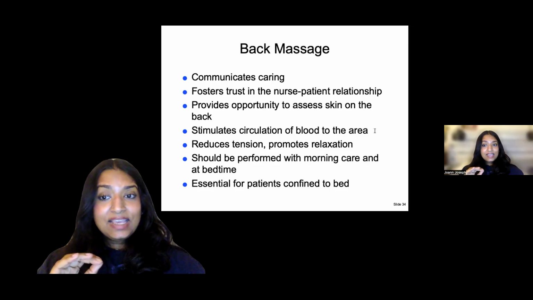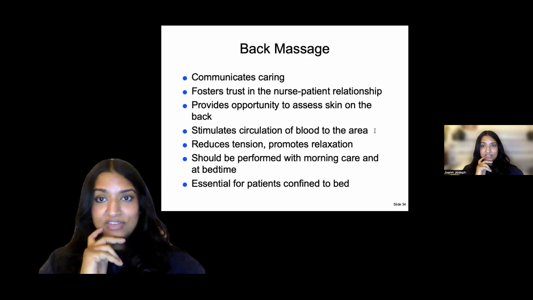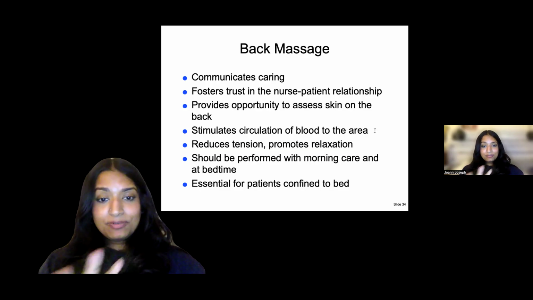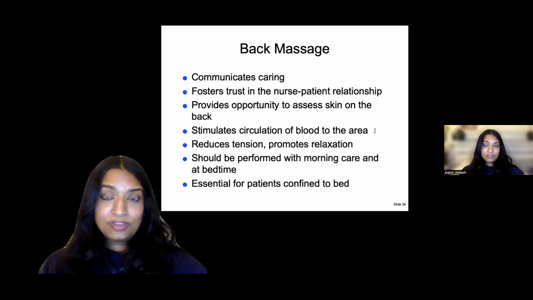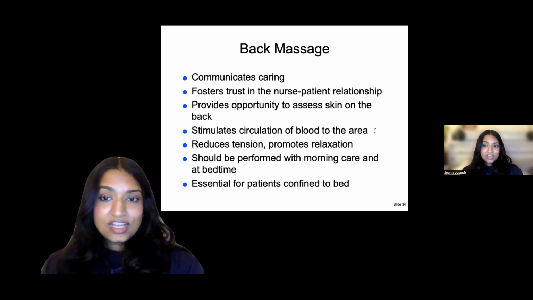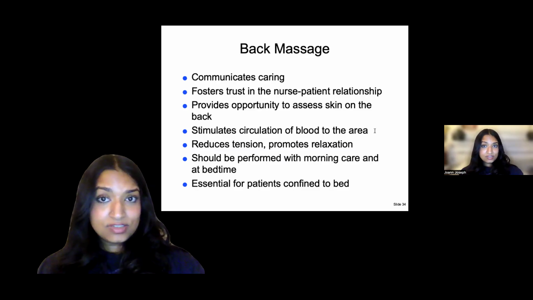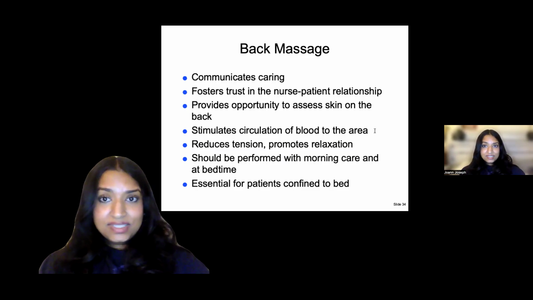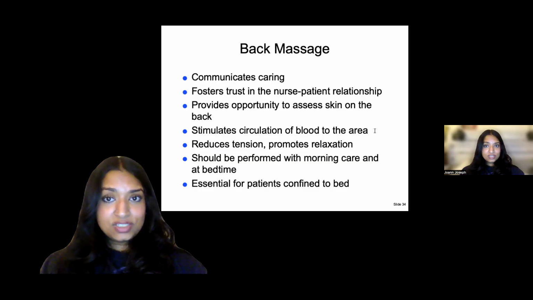This is a non-pharmacologic intervention. So you will see that type of medical verbiage as well. You need to be familiar with pharmacologic interventions as well as non-pharmacologic interventions in general as a nurse. But in this instance, this back massage is a non-pharmacologic intervention that we do in the hospitals.